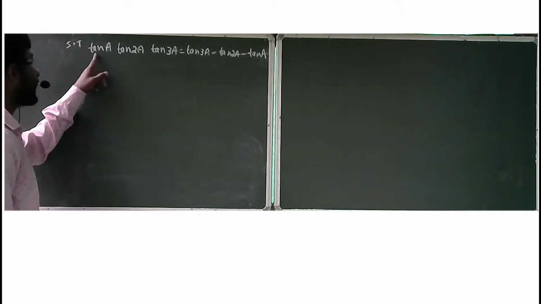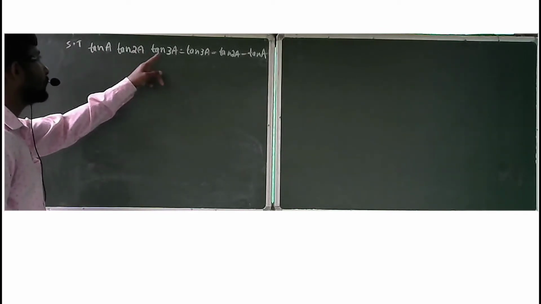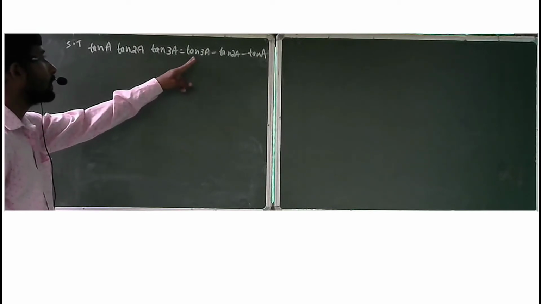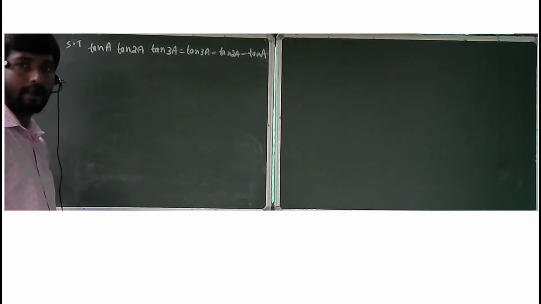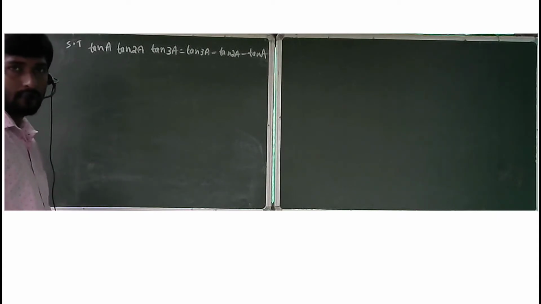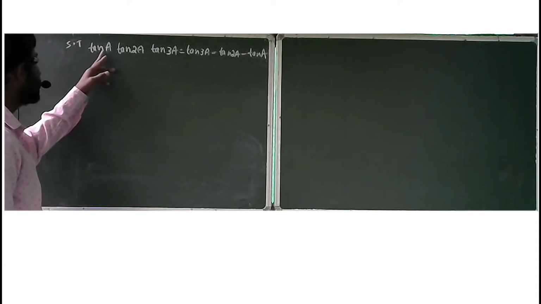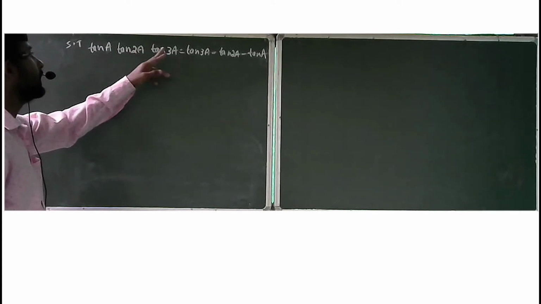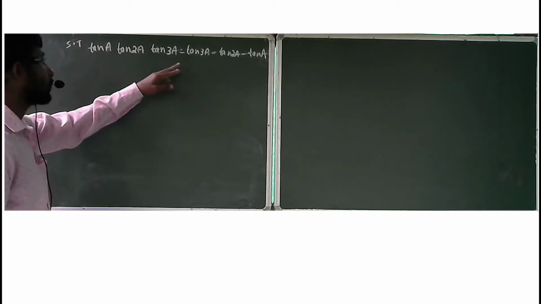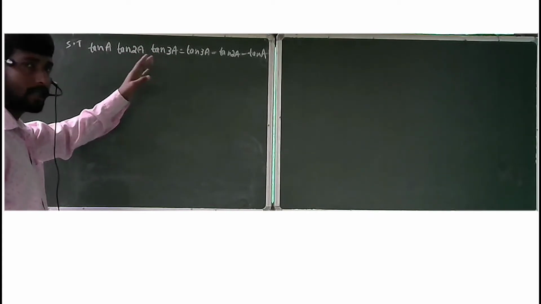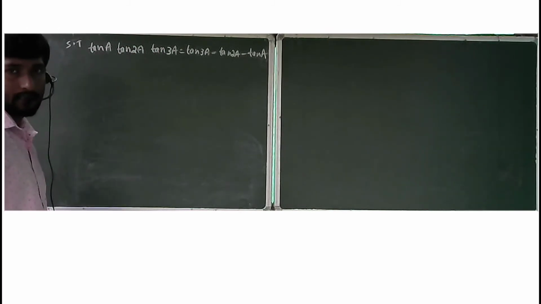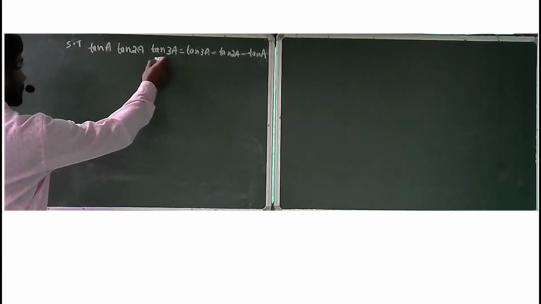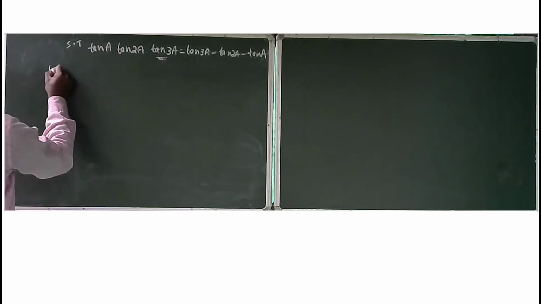Show that tan a into tan 2a into tan 3a is equal to tan 3a minus tan 2a minus tan a. Similar to the previous question, right? In the previous question, they gave tan 2a, tan 3a, tan 5a, where 2 plus 3 equals 5. But here, tan a and tan 2a, 1 plus 2 you will get 3. So you need to consider the third term, tan 3a.